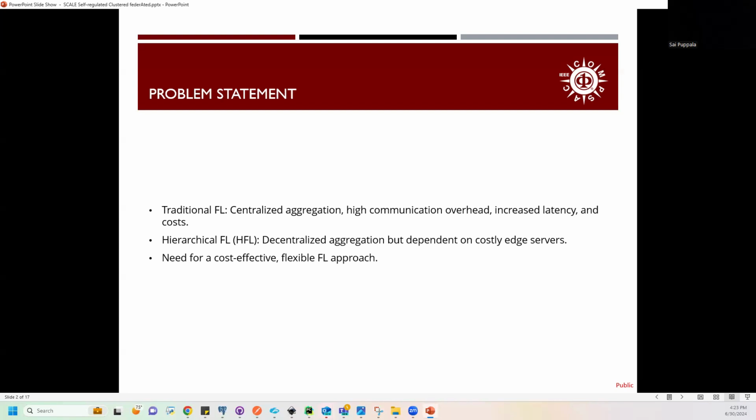In the problem statement, we can proudly say that we have built a federated learning architecture where the cost has been reduced quite a lot. I will jump onto the numbers in the results section, but as the slides progress, you will get more idea of what we are trying to solve here.